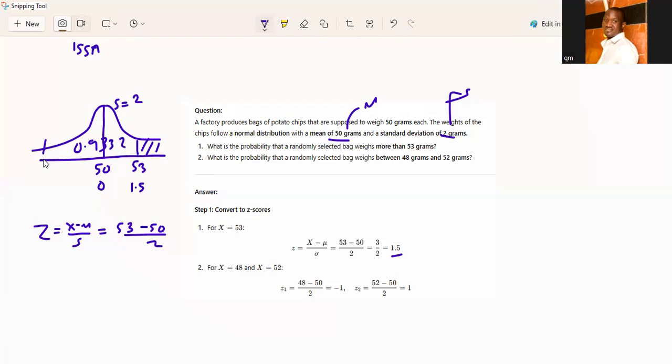So if from here to here is 0.9332, how do we get the remainder? We subtract from 1, isn't it? Are we together? So meaning the remainder will be 0.0668. So I'll end here for today. I'll give you questions based on this.